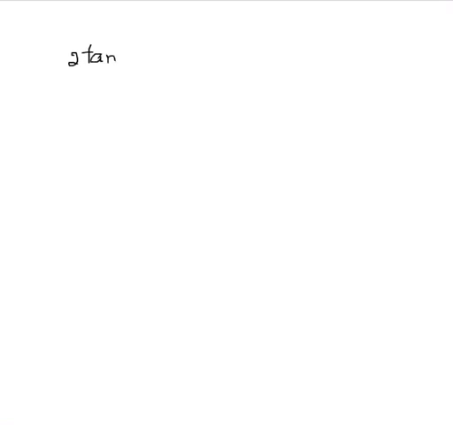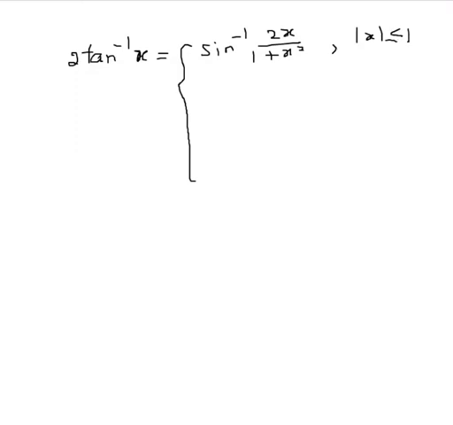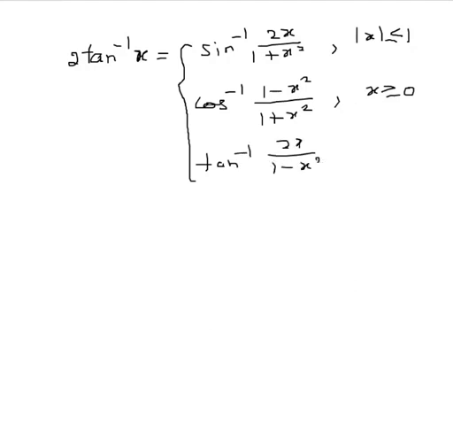And then 2 tan inverse of x formula. We have 3 formulae for 2 tan inverse of x. One is using sine inverse, which is sine inverse of 2x by 1 plus x square, and the condition is absolute value of x is less than or equal to 1. And another formula in terms of cos inverse of 1 minus x square by 1 plus x square, where x is greater than or equal to 0, and tan inverse of 2x divided by 1 minus x square, minus 1 less than x less than 1.